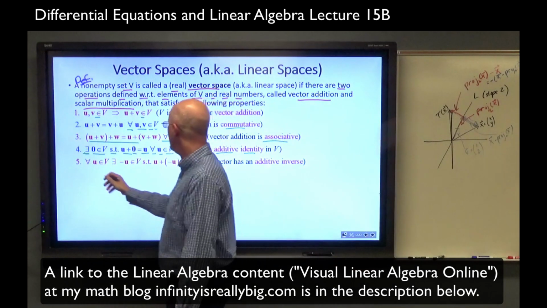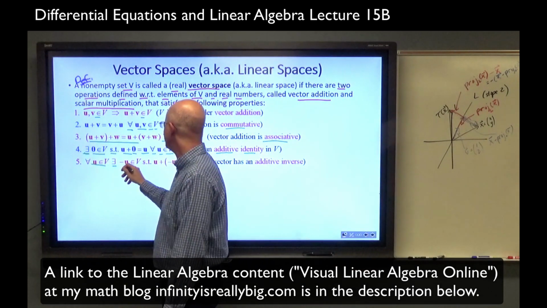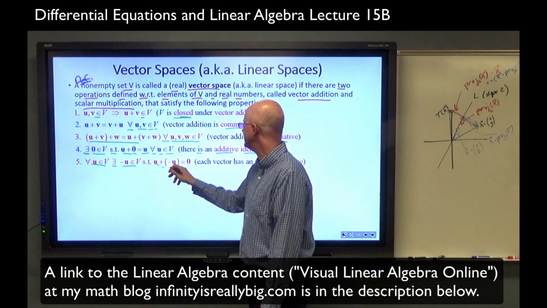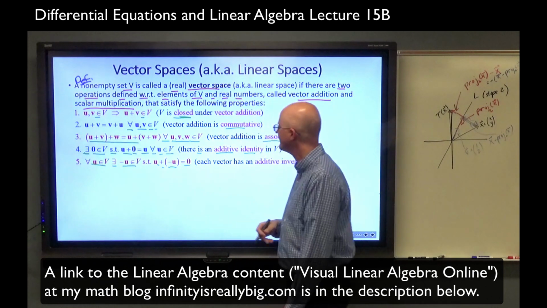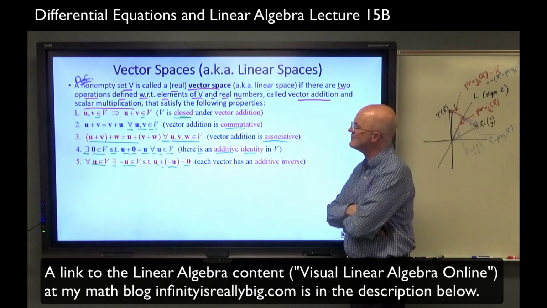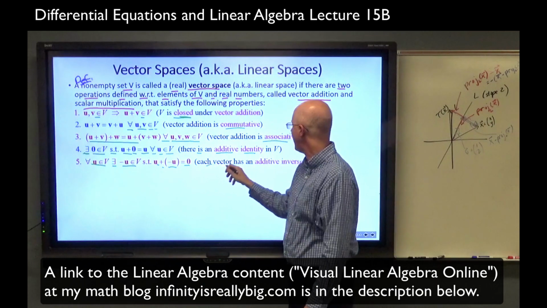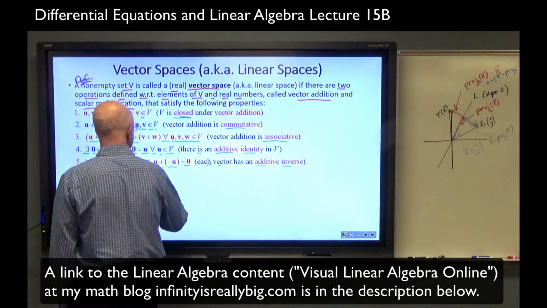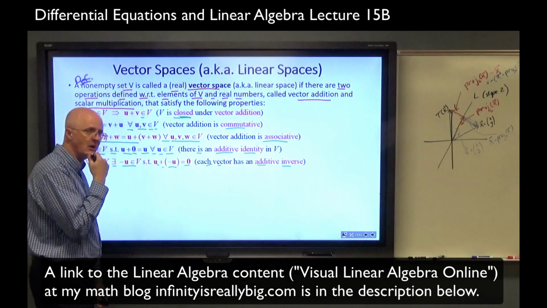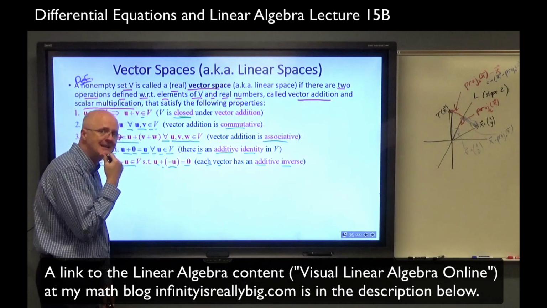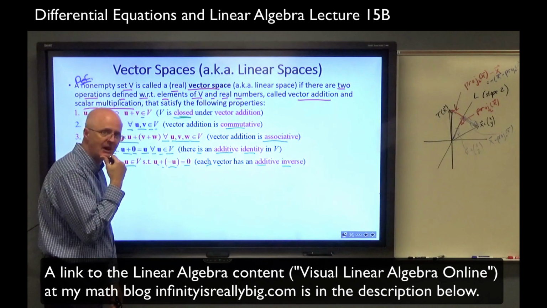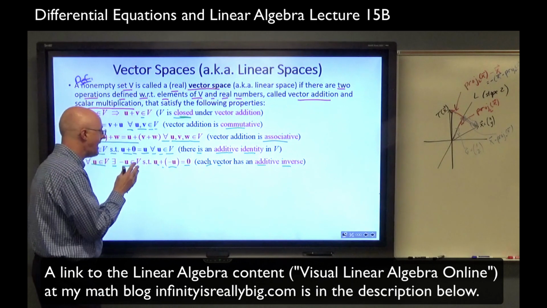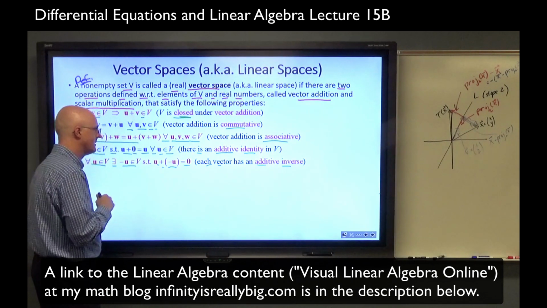Fifth one is for all U in V, there exists a negative U in V such that U plus negative U equals 0. Kind of weird. Each vector has an additive inverse. And I do not want to write this as U minus U, though eventually we can. We can define what vector subtraction means, but since I'm not defining it, I have to write this with a plus sign there.